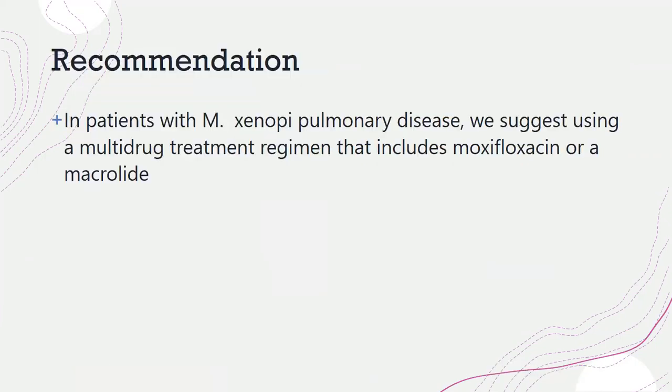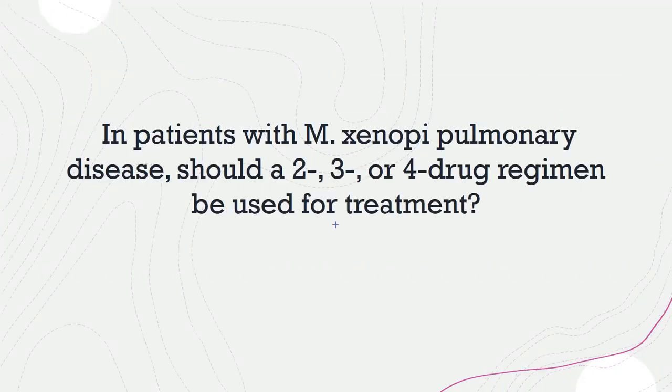Because there is no difference between a fluoroquinolone and a macrolide, you can use either one in a multi-drug treatment regimen for this disease. We keep saying that Mycobacterium xenopi is such a severe disease with a very high mortality rate. So is there any benefit to going from 2 drugs to 3 drugs, or to a 4-drug regimen?